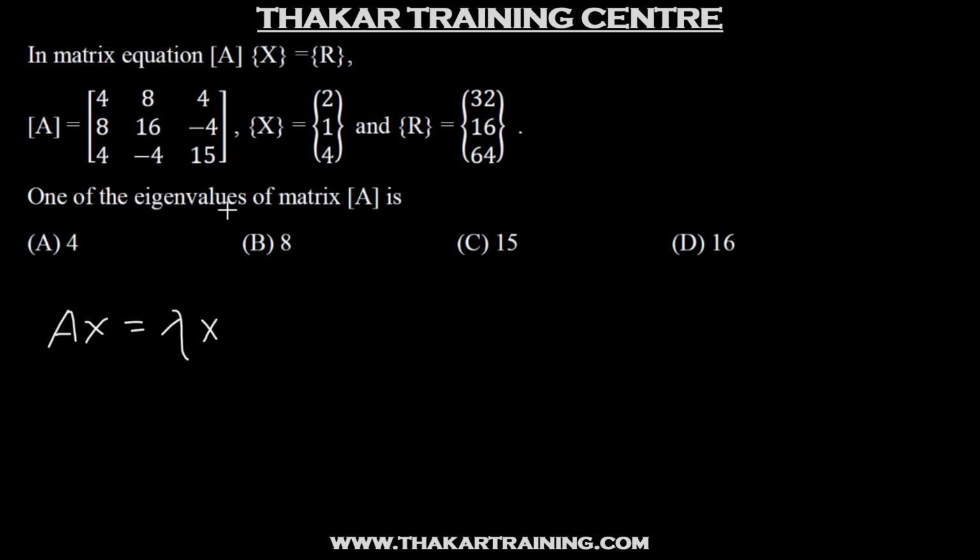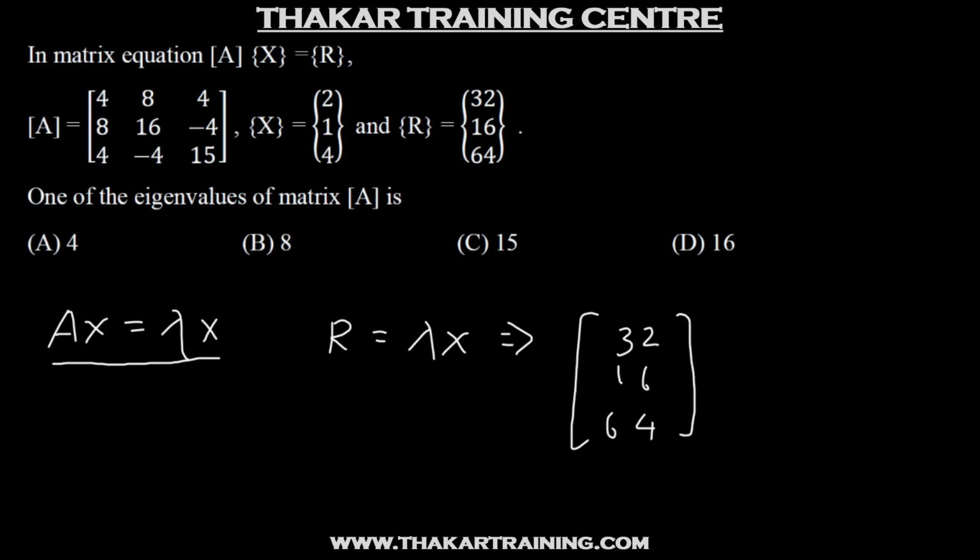Here we are asked what is one of the eigenvalues of this matrix. We have the equation Ax = r. Can we get it in the form Ax = lambda x? Ax is a multiplication. Now, can r be expressed as some lambda times x? We have r as 32, 16 and 64, and x as 2, 1 and 4. This is 2 multiplied by 16, 1 times 16, and 4 multiplied by 16. So clearly r is nothing but 16 times x.